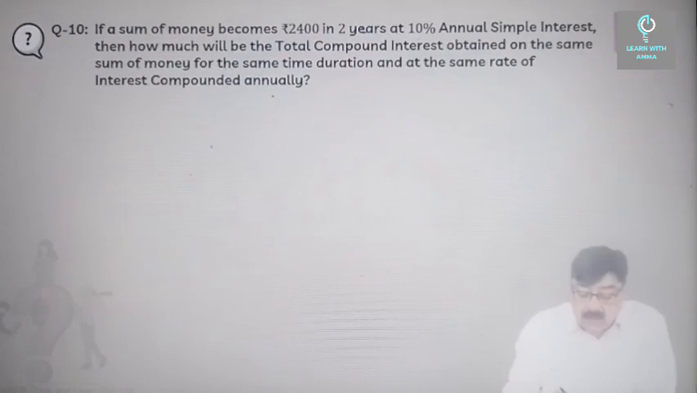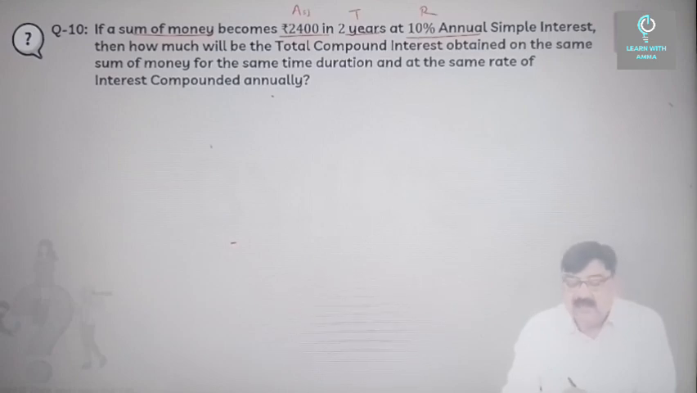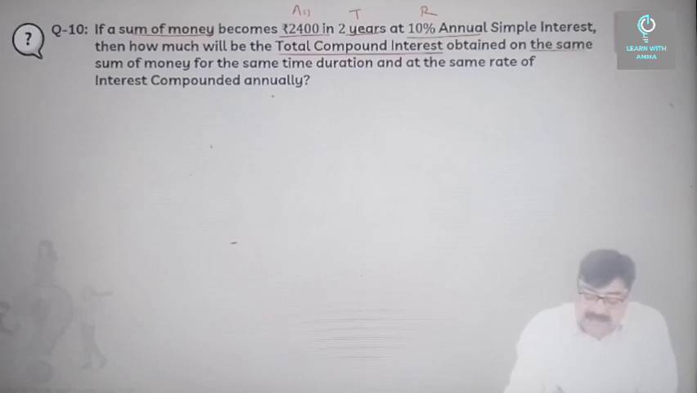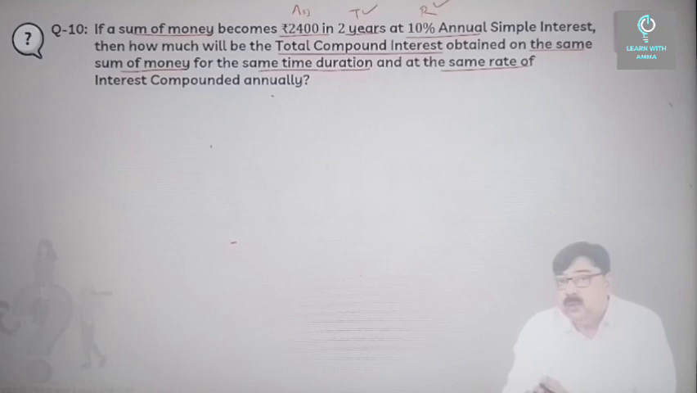Now, if a sum of money becomes 2,400 in 2 years at 10% annual simple interest, so this is the amount obtained on simple interest for 2 years of duration, that is T, at 10% annual simple interest, that is R. Then how much will be the total compound interest obtained on the same sum of money for the same time duration, that is T, at the same rate of interest, that is R. So T and R are common for both.